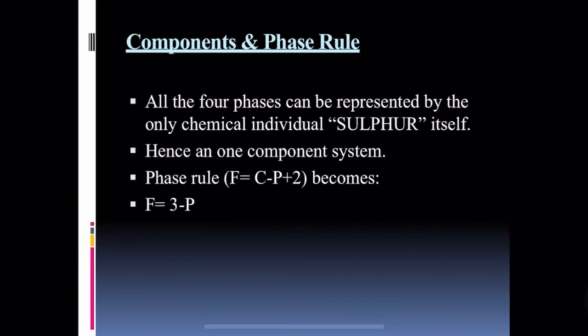Now, component and phase rule. How many components are there, and what is the phase rule? All the 4 phases can be represented by only one chemical individual, sulfur itself. There are 4 phases, right, but we can represent them with a single formula. This is only sulfur, hence it is a one component system because one component is present. And the phase rule, you all know, is F = C - P + 2, where C is the component, P is the phase, and 2. So F = 3 - P, right?